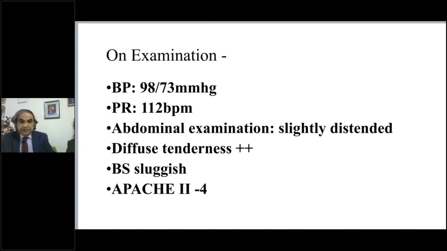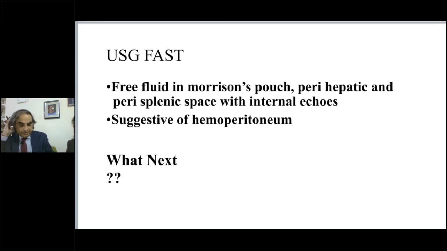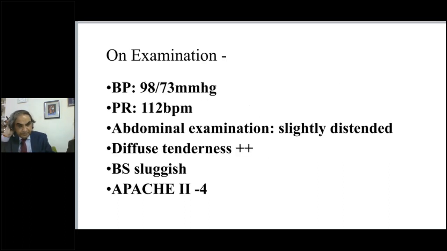Right, so on examination, the blood pressure was 98/73 millimeters of mercury and the pulse rate was 112 beats per minute. On abdominal examination, it was slightly distended with diffuse tenderness present. Bowel sounds were sluggish and APACHE II score was 4. Now we'll keep moving.